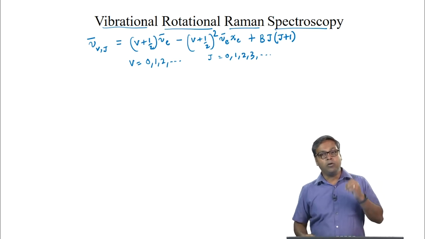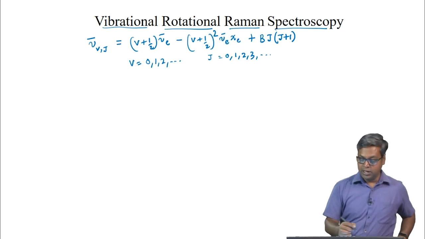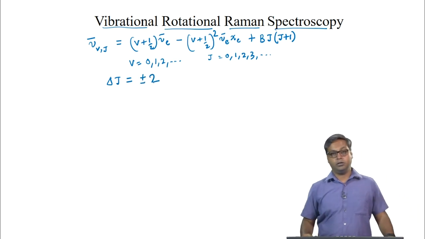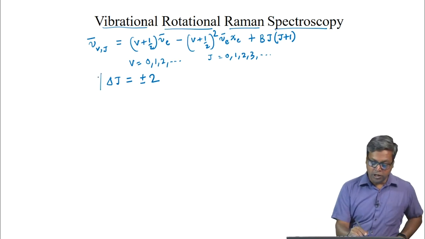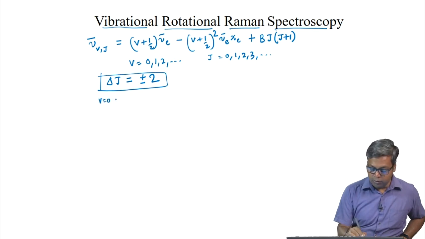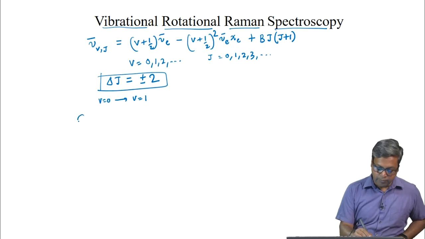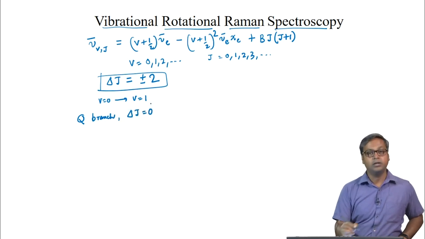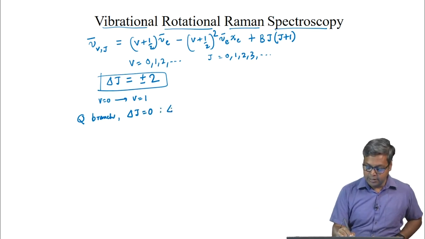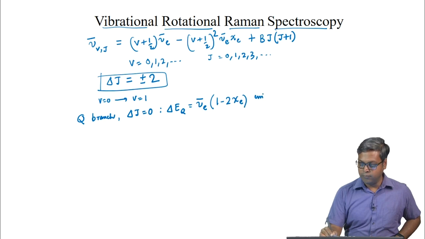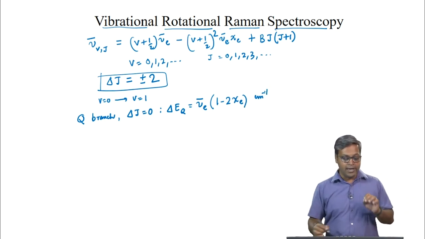So we know for diatomic molecules, the rotational selection rule is delta J equals plus minus 2 for Raman spectroscopy. So now if we combine this rotational selection rule with the fundamental transition, that is V equals 0 to V equals 1, first of all we get something known as the Q branch. So for the Q branch, delta J equals 0. So we can write delta E for the Q branch is nu bar E times (1 minus 2 chi E) wave numbers.